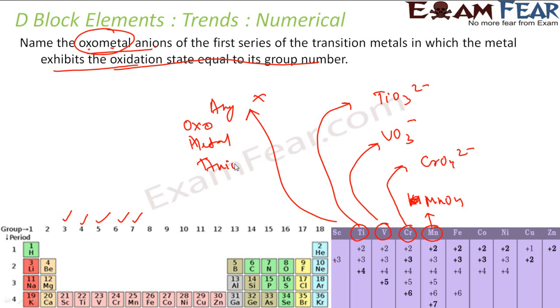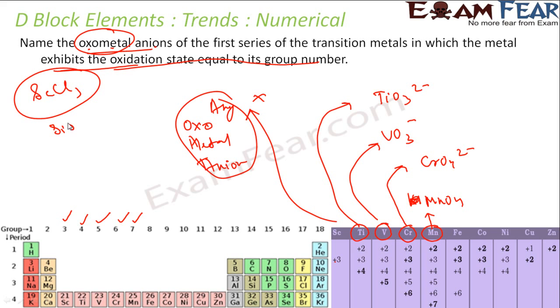So scandium will not be part of the list. Though scandium has oxidation state equal to the group number, scandium will not be part of the list because there is no oxometal anion formed by scandium. Scandium typically reacts with chlorine, or in fact OH, but it doesn't have oxometal anions.